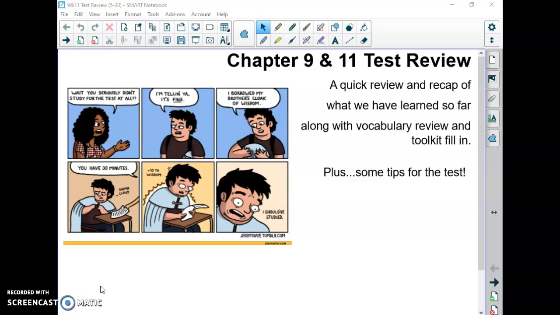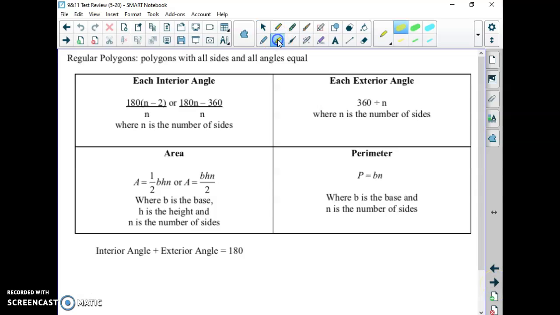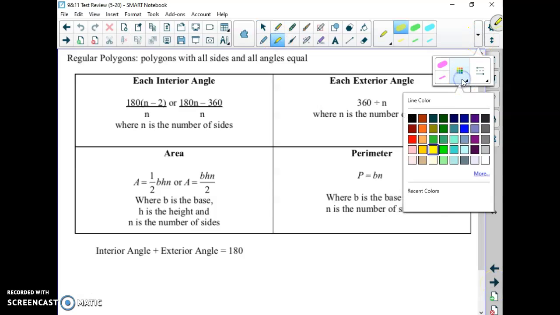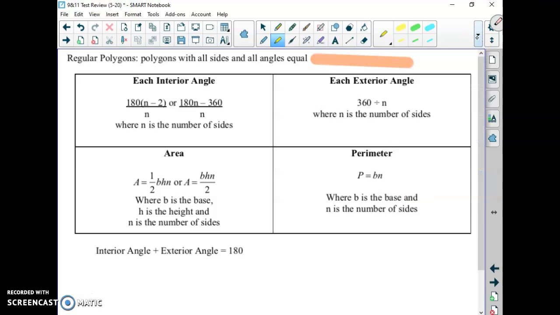But let's get started. The first thing that you want to look back for is your salmon colored toolkit. This is the Chapter 8 toolkit, and one of the things that you're going to need from that toolkit is you got to know how to find the area of a regular polygon. You have to know how to find the area of a regular pentagon or a regular octagon, or whatever. They're not always hexagons, triangles, and rectangles.